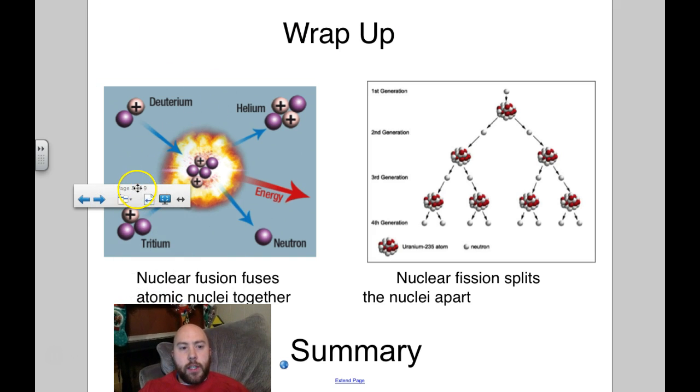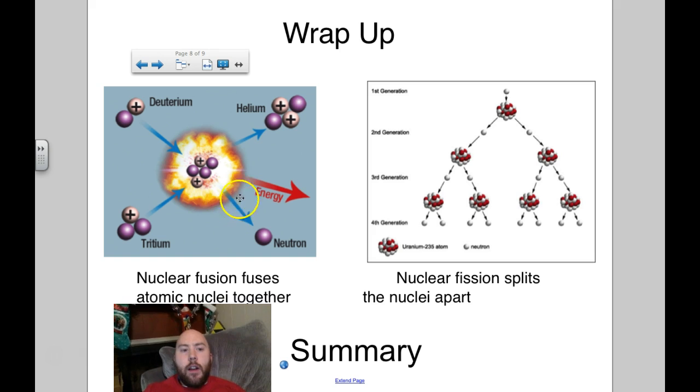To wrap up for this part, what just happened there? Fusion is when nuclear fusion fuses atomic nuclei together, so two hydrogens will create helium. Whereas fission is what happens when you split an element into different elements. And then that big element splits into smaller elements, which split into smaller elements, and so on. So there you go. Fission and fusion.